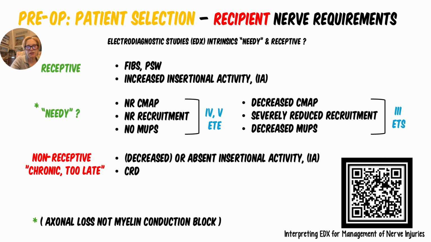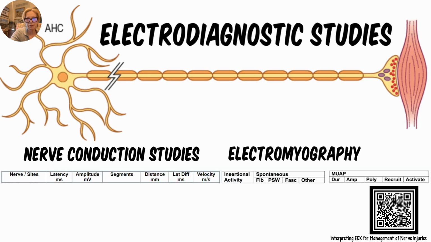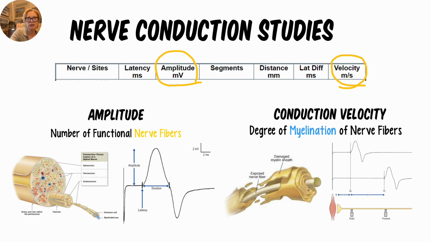By contrast, if it's too late, then you'll be seeing that the insertional activity is gone, and you'll see notation of CRDs on the EMG, which means it's chronic and too late. So let's dig into this a bit. Electrodiagnostic studies come in 2 parts, nerve conduction studies and EMG, and we're going to go through this. We'll start with nerve conduction studies.